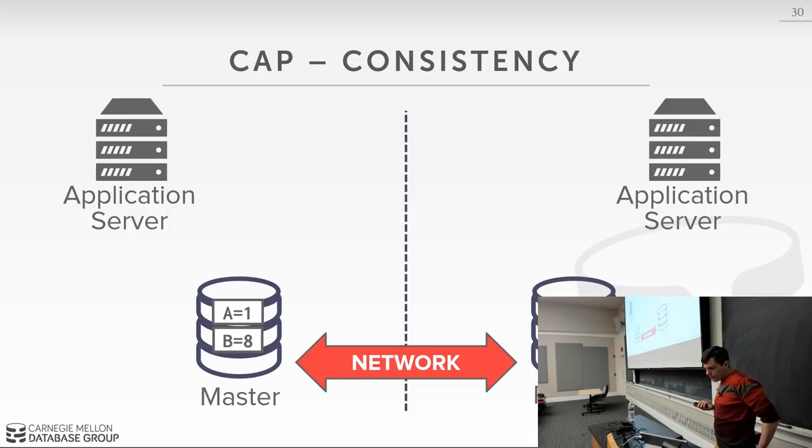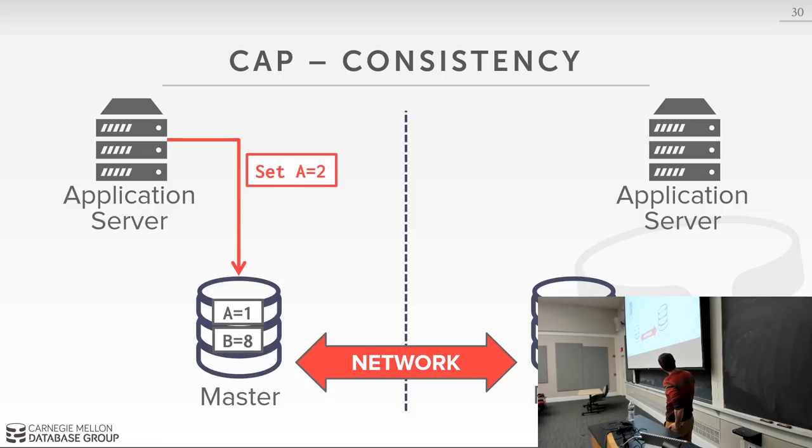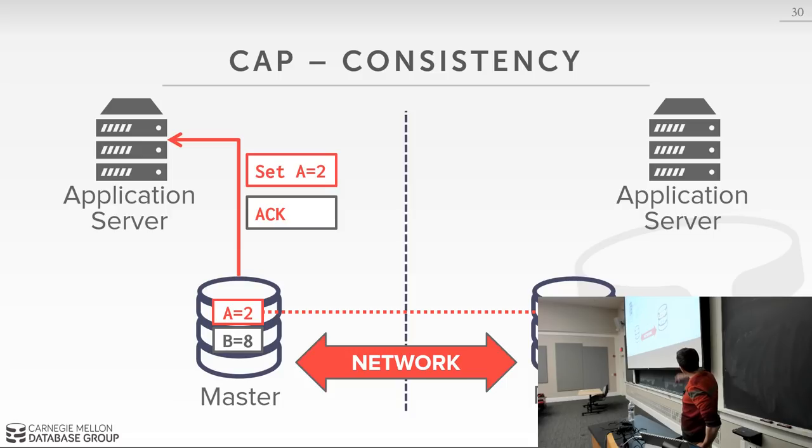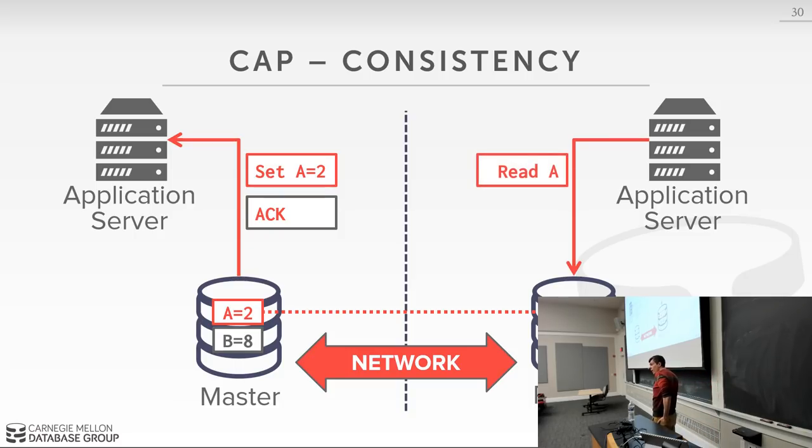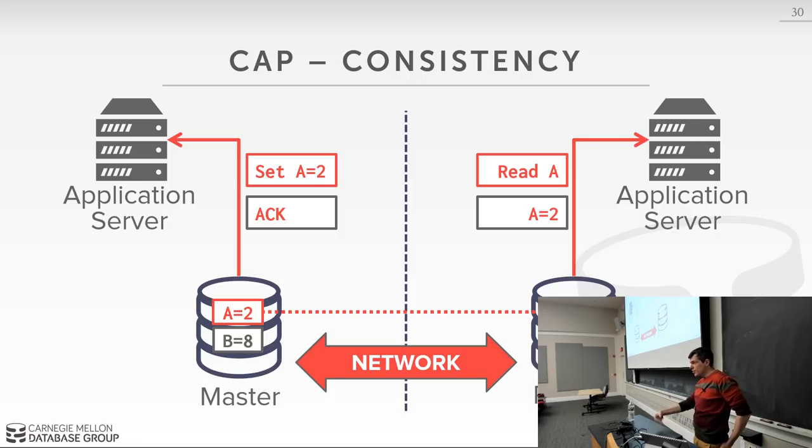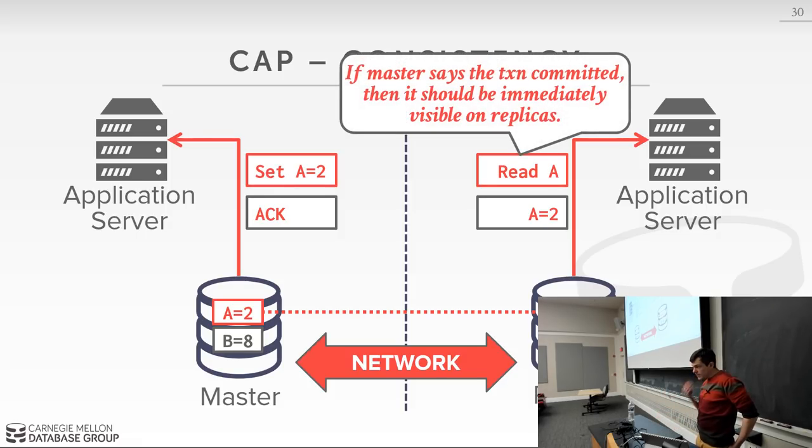The first one has to do with consistency. Say I have a transaction running on this application server, and I want to set A equals 2. I apply my change, and now I need to propagate that change to my other replica. Using the replication schemes we talked about, once I know that's done, I can send back the acknowledgement and say that my transaction has successfully committed, and it's copied everywhere. Now if another transaction running on another node comes along and reads A, if I told the outside world that my transaction committed and everything's consistent, then I'm guaranteed to see the correct value of A. This is the property you want to guarantee in your database system. If I tell one transaction that it's committed and replicated, then anybody that tries to read my change will see it.